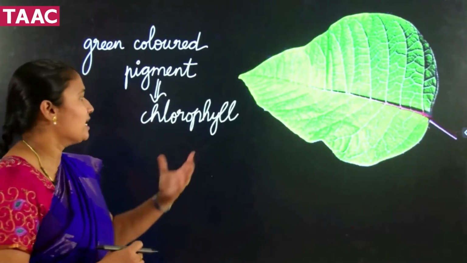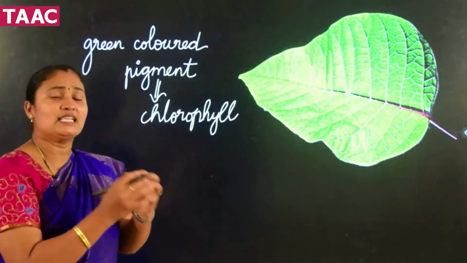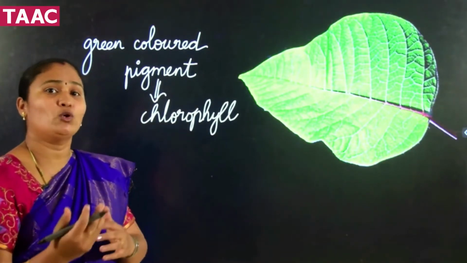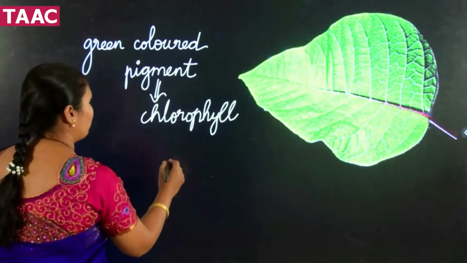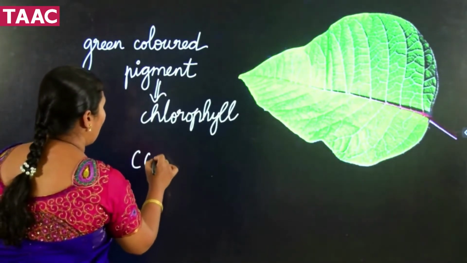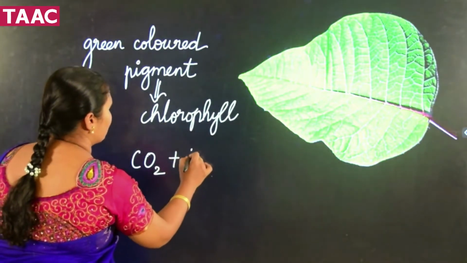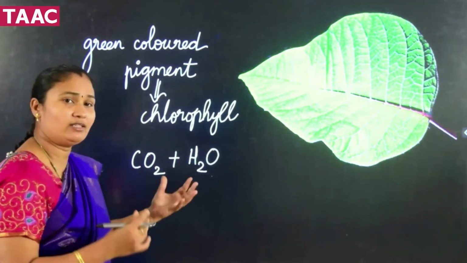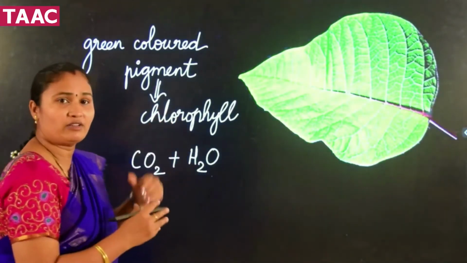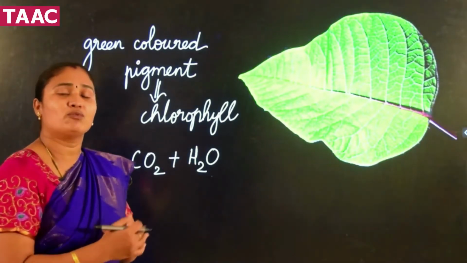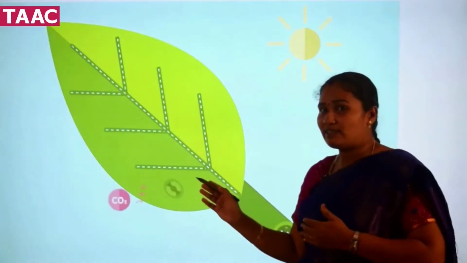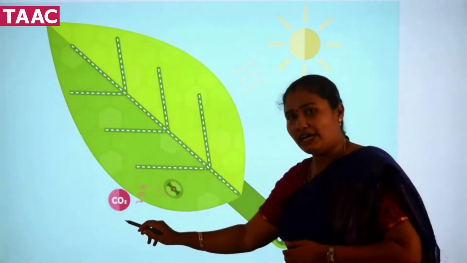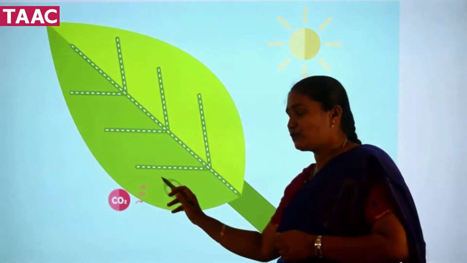Why? Because this chlorophyll helps to combine carbon dioxide and water and perform the photosynthesis process. So carbon dioxide and water combine together with the help of natural sunlight and perform photosynthesis. Can you see this leaf? Here we are able to observe carbon dioxide gas entering into the leaf.